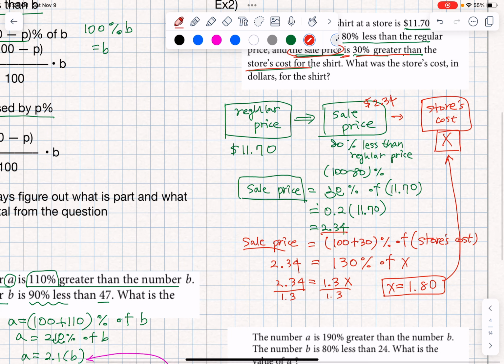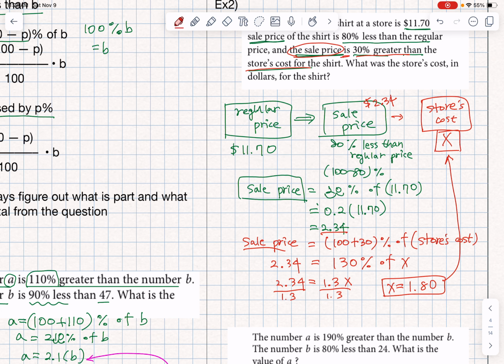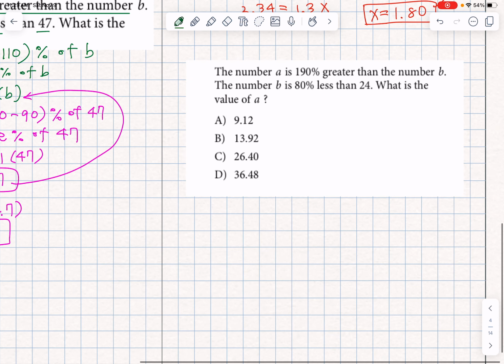So try to understand: if it is more or greater than, you have to express it by adding 100 to that percent. And if it is less than, then you have to subtract that percent from 100. So expressing those percents correctly and changing them to an equation, then you will find the unknown value from there. And then another problem here: the number A is 190% greater than the number B, and the number B is 80% less than 24.